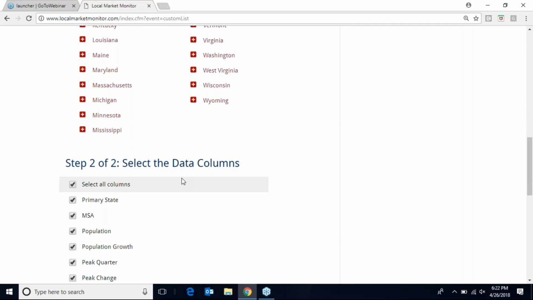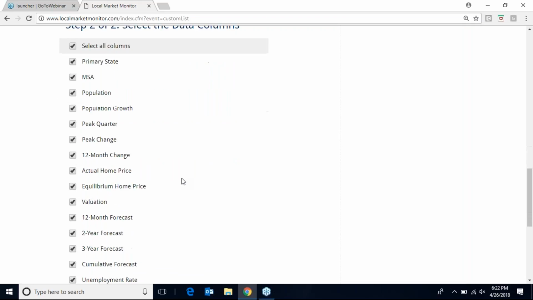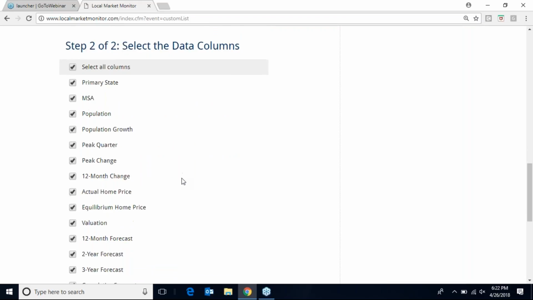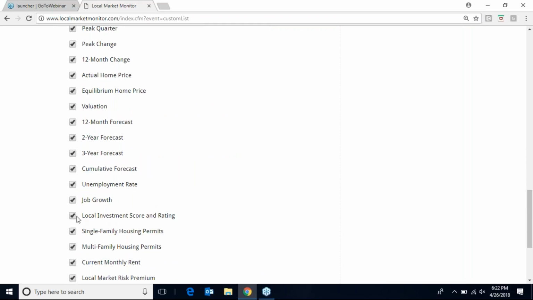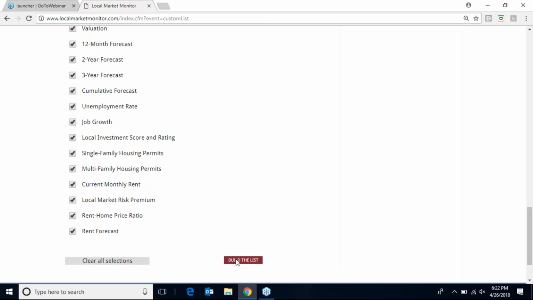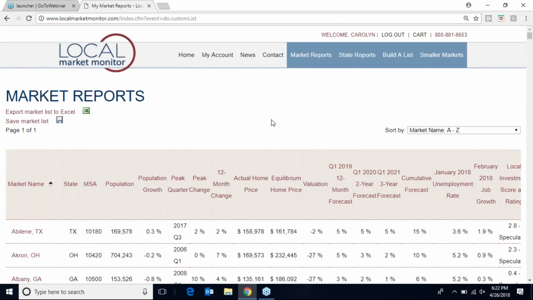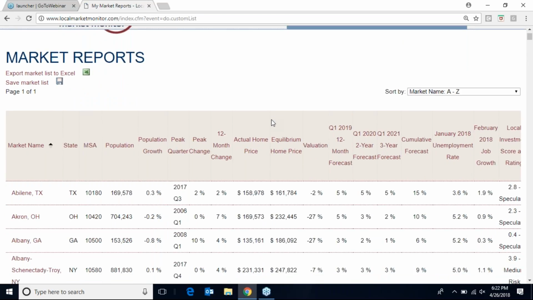And then you can also choose any data columns that you're looking at. In this case, I'm going to pull all of them, but if you were just looking at, for example, local investment score and rating, you could select that. And then you build a list. It's just as simple as selecting your markets and selecting the data points that you'd like to see, and it builds a table. This is the current information on all of the local markets that you selected. And this can also be downloaded to Excel.